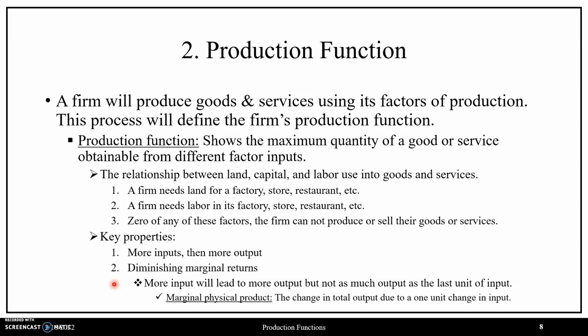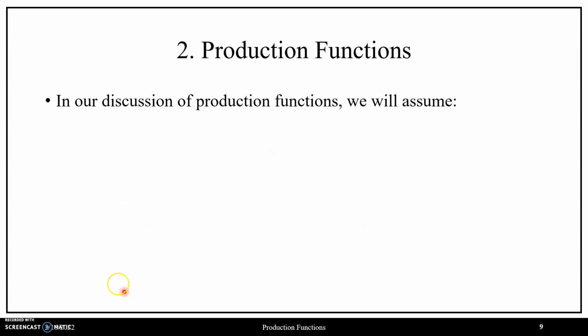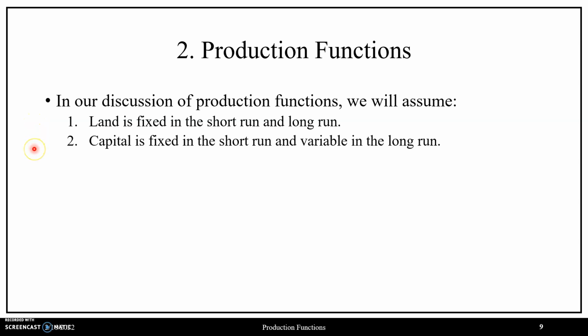This is going to relate to the concept of the marginal physical product in terms of production functions, which is going to be the change in total output due to a 1 unit change in an input. So the rate of change or the slope of the production function. In our discussion of production functions, we will assume that land is fixed in both the short run as well as long run, capital is fixed in the short run and variable in the long run, and labor is going to be variable in both the short and long run.